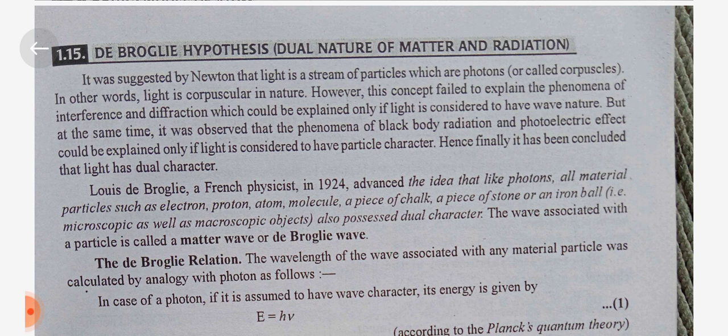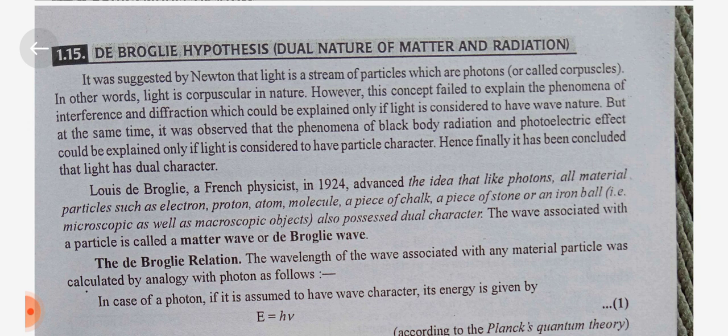After that, de Broglie dual nature of matter and radiation. It was suggested by Newton that light is a stream of particles, which are photons, also called corpuscles. In other words, light is corpuscular in nature. However, this concept failed to explain the phenomena of interference and diffraction, which could be explained only if light is considered to have wave nature. But at the same time, it was observed that the phenomena of black body radiation and photoelectric effect could be explained only if light is considered to have particle character. Hence, finally, it has been concluded that light has dual character.